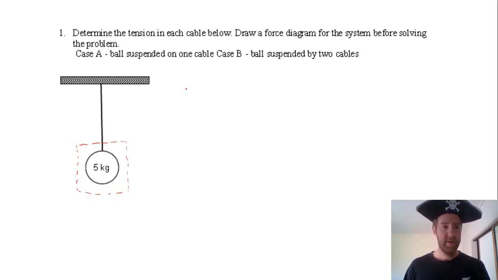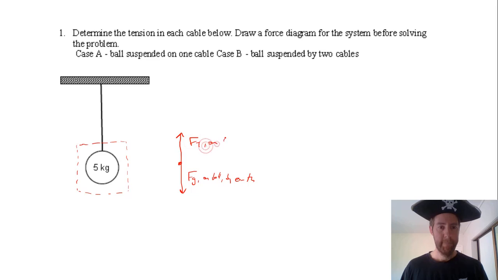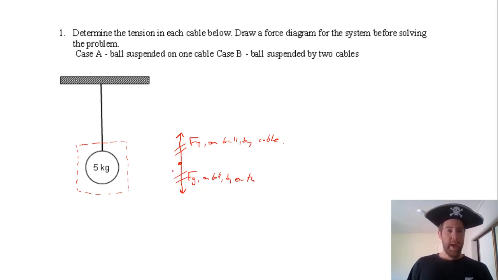This will help me identify the tension in the cable by using the ball as the system. So the downwards force on the ball is gravity on ball by earth. The upwards force is tension on ball by cable. These are the same because the ball's just hanging there. All right, and it's asked to work out this tension force. The cool thing is, I don't know how to do that, but I know that my tension force is equal to my gravity force because they are equal and opposite.